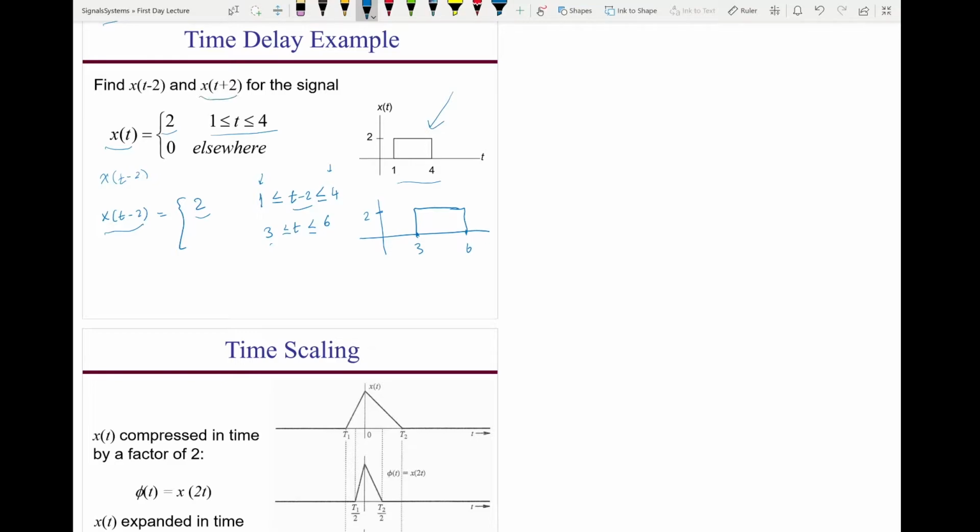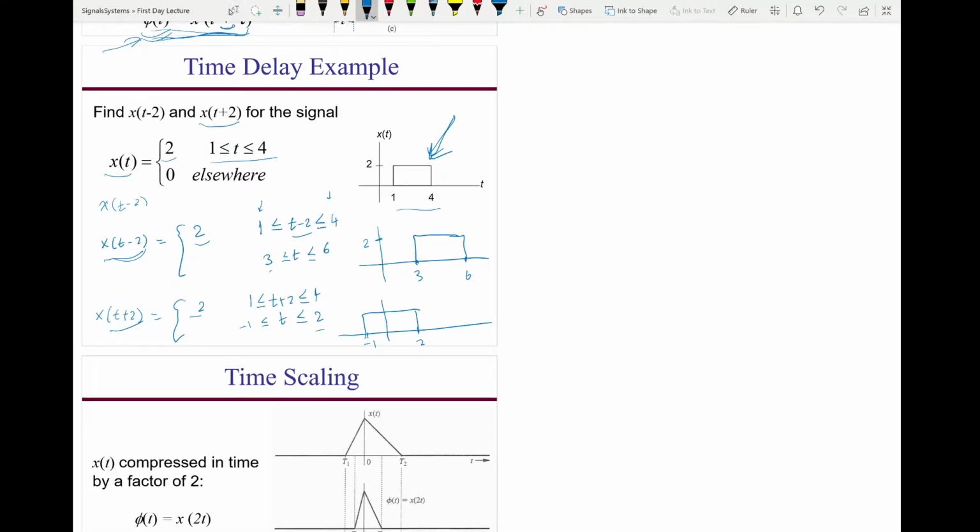If you try to do x of t plus 2, the same procedure, x of t plus 2. Here you subtract 2, and if you plot it, it is 2 from minus 1 to 2. So it is the signal shifted to the left 2 units.